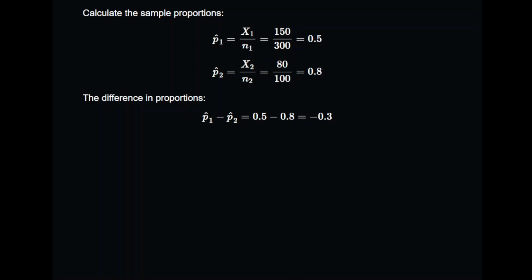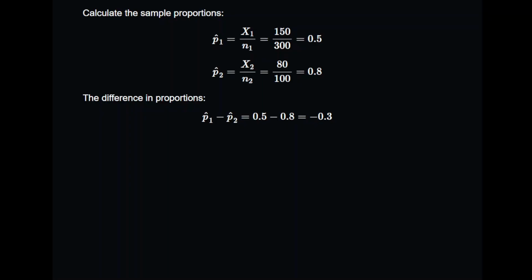150 out of 300, that's the undergraduate students. 50%, 0.5. For the postgraduates, P hat 2, we have X2 divided by N2. 80 postgraduate students own laptops out of 100 postgraduate students. That is 0.8, 80%. And the difference in proportions is our point estimate. So we have p hat 1 minus p hat 2, 0.5 minus 0.8, and that is equal to minus 0.3.